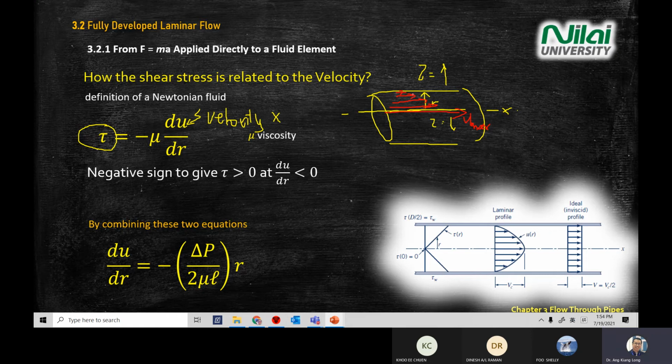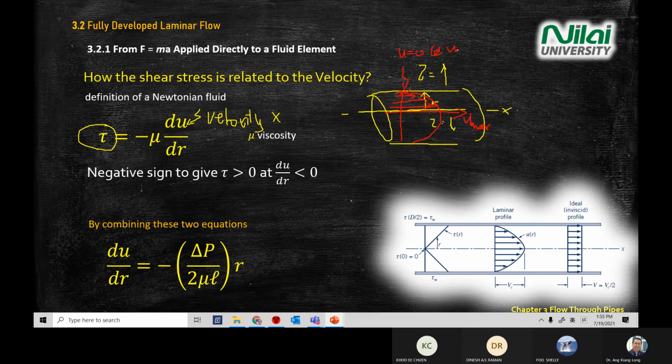Velocity will decrease because you are having a parabolic, fully developed scenario. So maximum at center, as you near the wall because of friction, velocity here will be 0 at the wall.